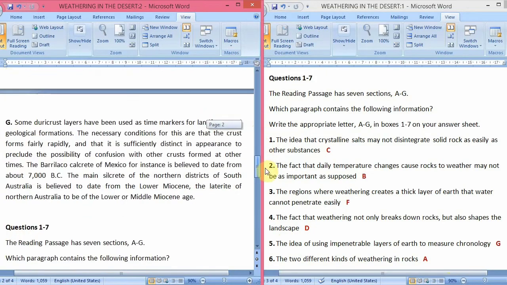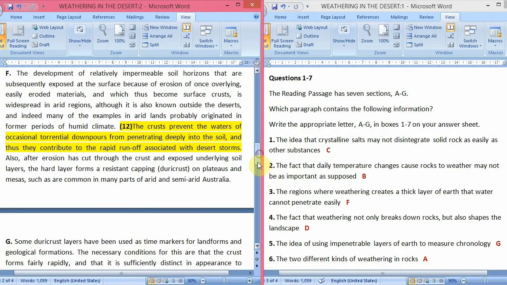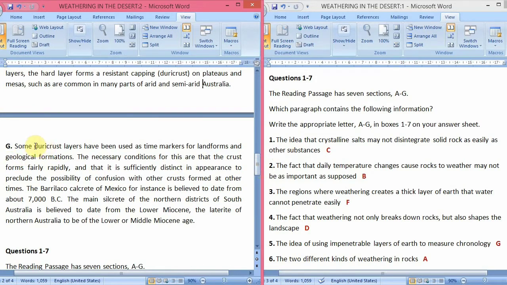So let's see in G paragraph. Those layers that we talked about are called debris crust layers. Okay, surface crusts we talked about in F paragraph. And now in G paragraph, in the very first line, they are writing about debris crust layers. So some debris crust layers have been used as time markers. It means they are used to measure chronology, because chronology is marking time, dating back to the time when something happened, for the landforms and geological formations, like of what time period this rock is, of what century it belongs to. That is the time marker to measure chronology. So this is how the answer of the fifth question came.